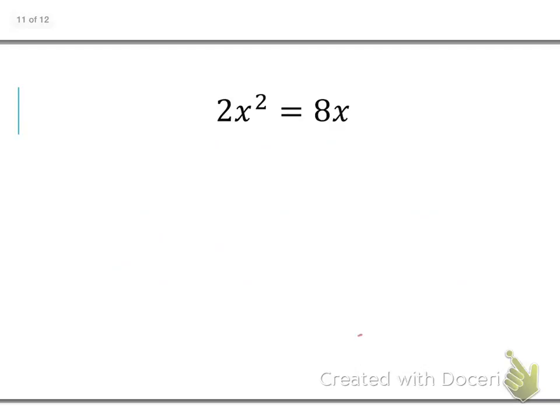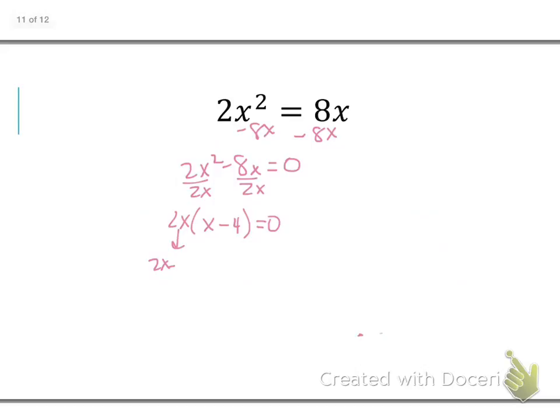Okay, let's get it in standard form, so let's go ahead and get that 8x over, so subtract it. So I have 2x squared minus 8x is equal to 0. Okay, they have a GCF, so let's go ahead and divide both by 2x. Put it on the outside, so I get x minus 4. Set them both equal to 0. So the right side one, if we add 4, we should get 4, 0. If we divide by 2, we get 0, 0. So that's where it would be crossing my x-axis.